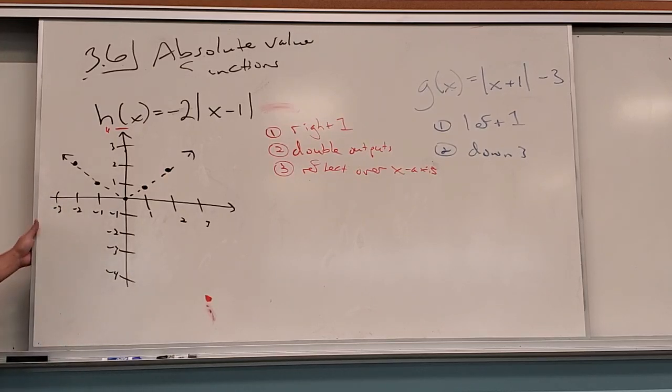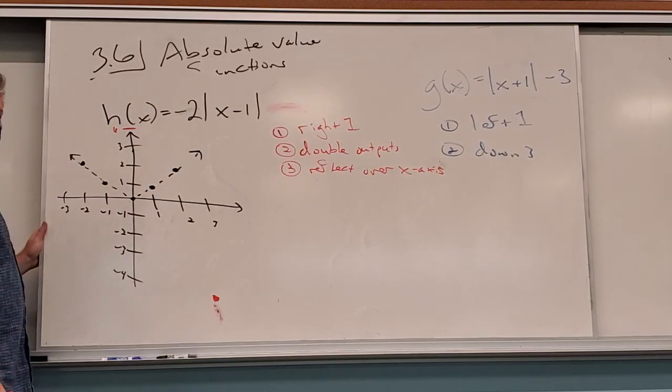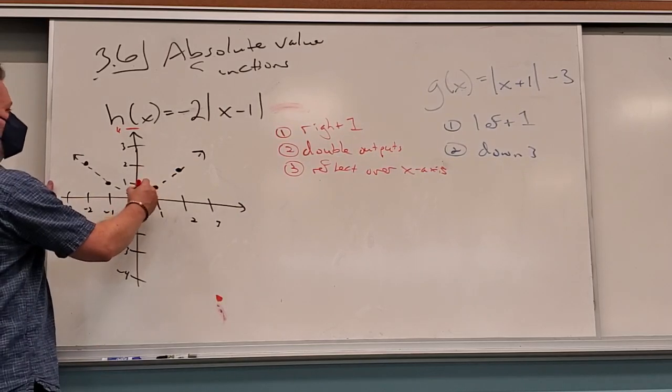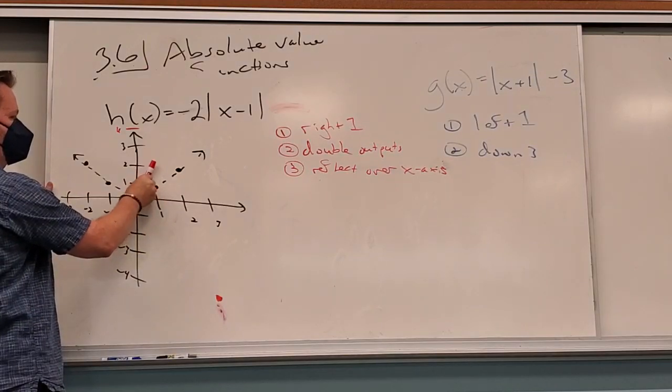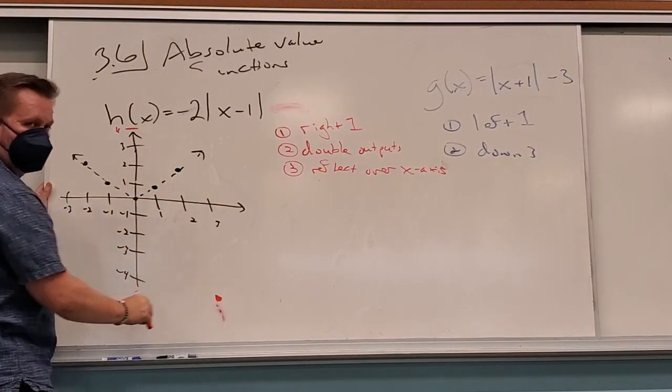So when you double the output, it makes the graph skinnier, right? Yes. Because basically the slope gets bigger. So you see this line right here? It's a slope of one. Now it's going to have a slope of two, but it's going to be reflected.